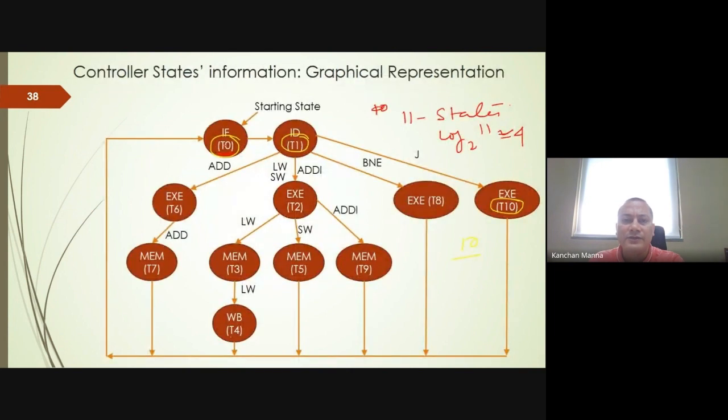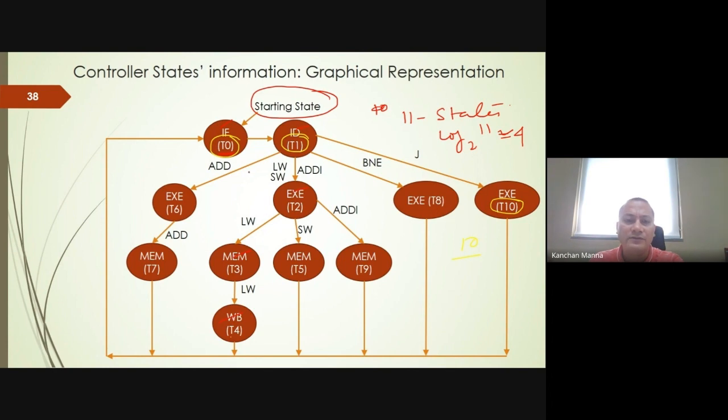By the way, you see this fetch state is the starting state. Meaning that if we turn on the processor, then the controller state would be this one, so it will start fetching the instruction. Now in this way, for LW you see how many states it is taking. 1, 2, 3, 4, 5. So we have 5 states for LW.